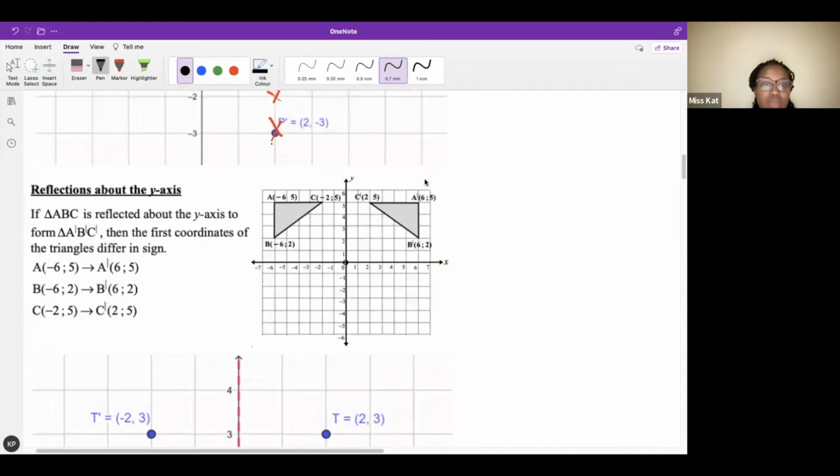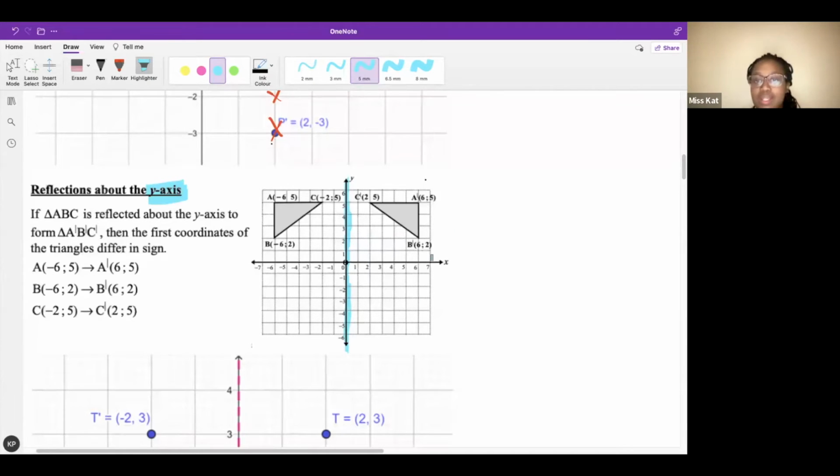Now, obviously, we're moving on to the y-axis. Okay. This time, which one is my mirror? Is it the vertical or the horizontal one? The vertical one. This one over here. This time my mirror is this one.